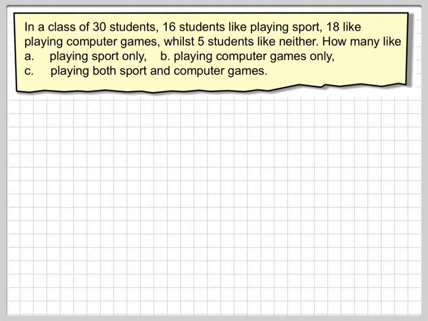Right, in this video we're going to use a Venn diagram in order to solve a practical problem. Now I know this can actually be done without a Venn diagram, but in IGCSE you need to be able to draw the Venn diagram to solve this type of problem. It says, in a class of 30 students, 16 students like playing sport, 18 like playing computer games, whilst 5 students like neither. How many like playing sport only, playing computer games only, and playing both sport and computer games?